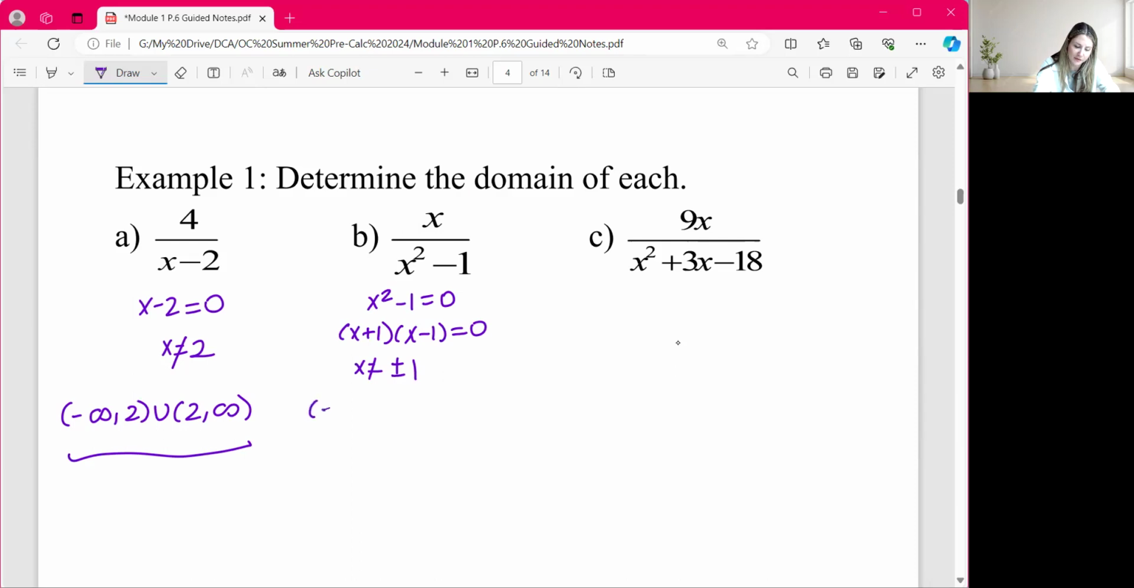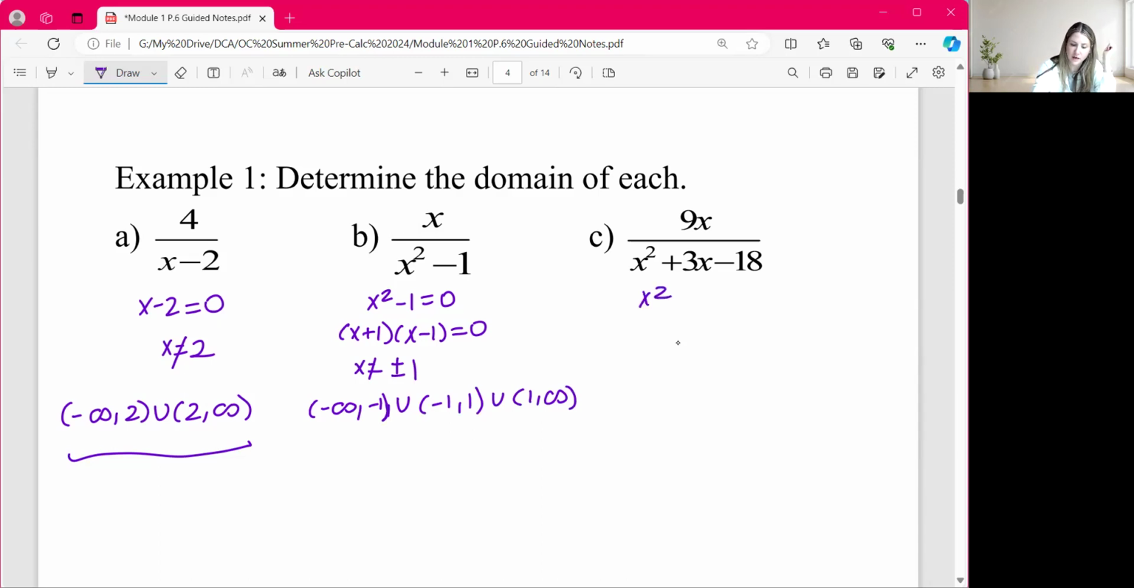So we go from negative infinity, we go from left to right, so negative 1. And then I'm going to go from negative 1 to 1, least to greatest. And then I have to skip over 1 and keep going towards infinity. Okay, that's my interval notation. And then let's check out C.